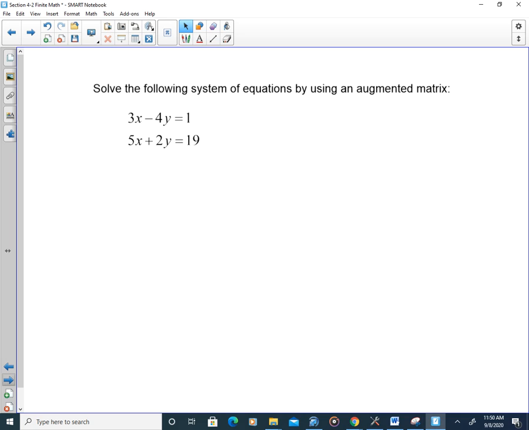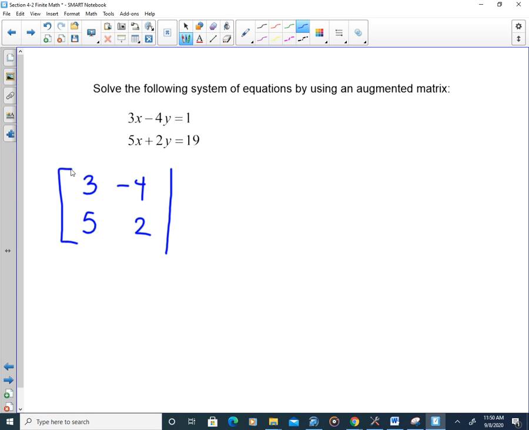Okay, so let's look at this example here. First step is to take our system of equations and write it as an augmented matrix. And again, you put your x coefficients in your first column, your y coefficients in your second column, and then your third column is going to go your constant terms. And remember, what we're trying to do is use row operations to turn that matrix into this matrix.